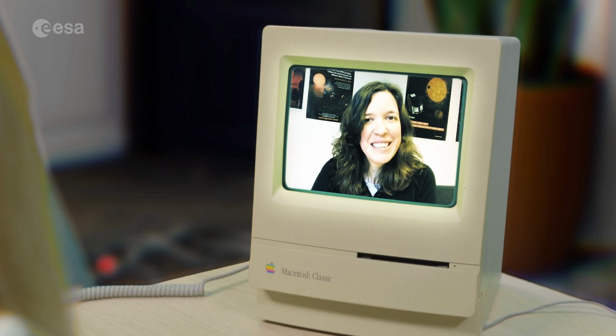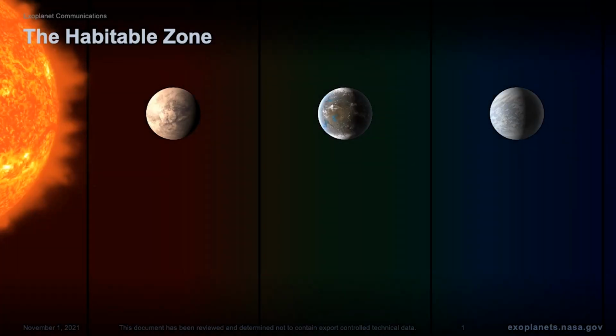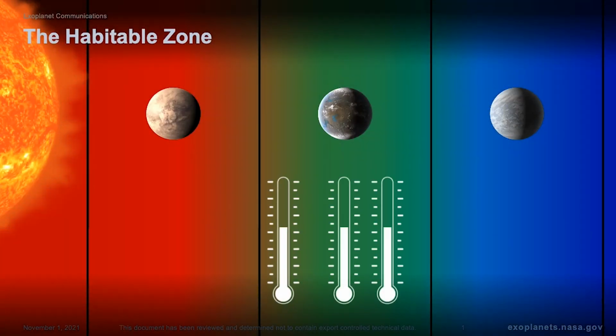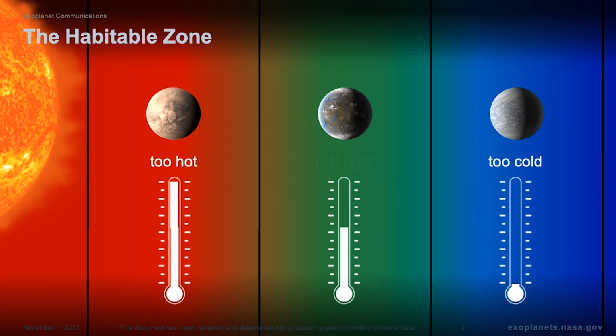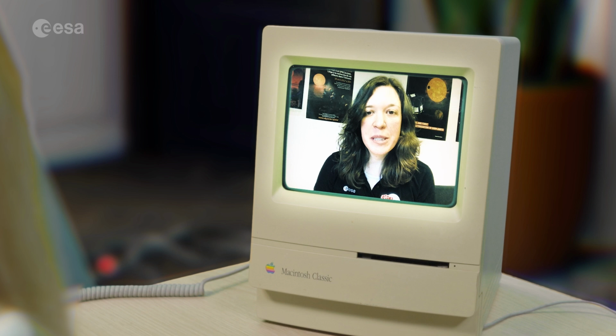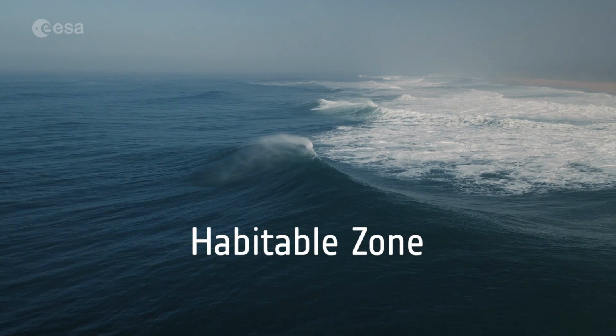Hi there, I'm Laetitia, an exoplanet scientist, and today I will be guiding you through the habitability of exoplanets. An important factor to be considered for habitability is the temperature. And the temperature of a planet is mostly defined by its distance to its host star. So when a planet orbits a star at a distance where liquid water could be present on its surface, it is in what we call the habitable zone.